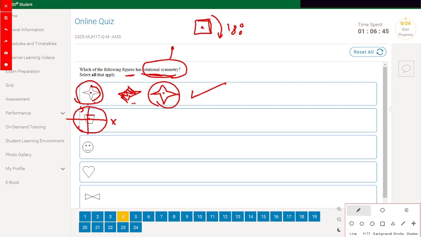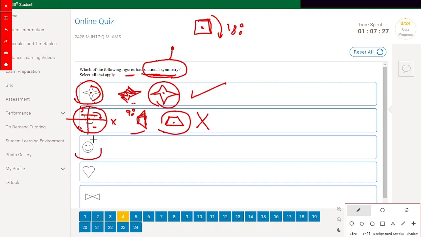So let's take this line. If I rotate it 90 degrees, it will be like this. Okay, this is 90. Now I'll rotate this line again 90 degrees, so it will be like this. So this figure is not matching the original figure, so this figure will not have a rotational symmetry.